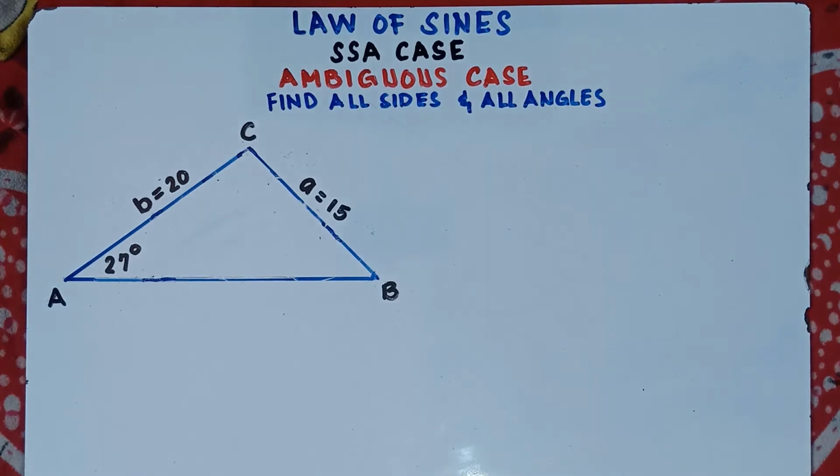Our topic for today's class is all about the law of sines, and we're focusing on the SSA case, or the ambiguous case, in finding all sides and all angles. So without further ado, let's do this topic.